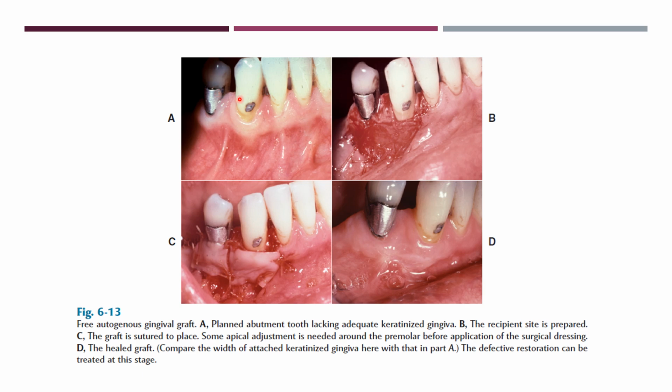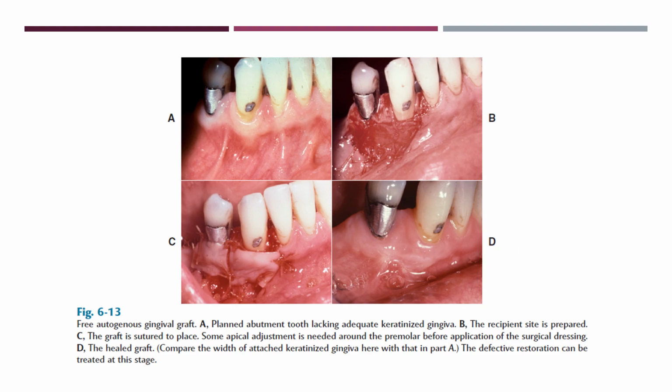Okay, right? So there's not much keratinized gingiva. The recipient site is prepared, okay? Recipient site is prepared, guys, this one, okay? And the graft is sutured in place here, okay, guys, right? Some apical adjustment is needed around the premolar region before application of a surgical dressing, right? And then you can see a healed graft, guys, okay? Right? You can see a better attachment here, all right?